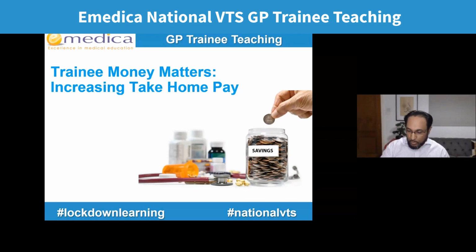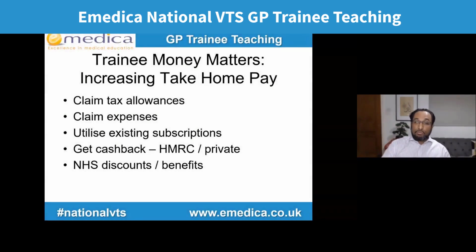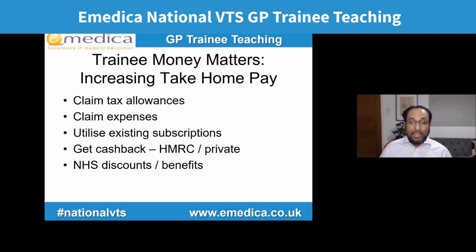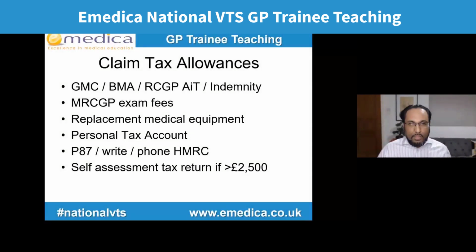Okay, so let's look at 5 ways that you can increase your take-home pay without actually doing any more work. All right. So the 5 are claiming all your tax allowances, claiming all the expenses that you're able to claim during training, making the most use of things that you're already subscribed to or paying for, getting cash back either from the government or privately, and then taking advantage of discounts that are available to NHS workers or healthcare workers and other benefits. So I'll go through each of these in a bit more detail. So the first is claiming all your tax allowances.